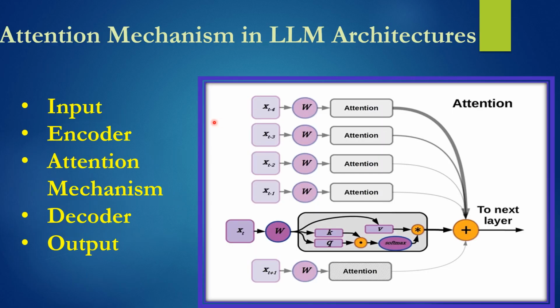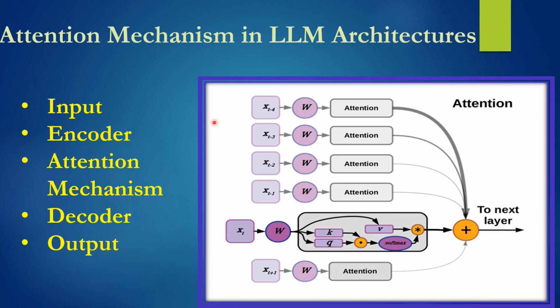So let's start with the attention mechanism. Now this attention mechanism is a critical component of many language model architectures, including transformer based architectures such as BERT, GPT and others. It's a clever way to enable the model to selectively focus on different parts of input when generating a response.